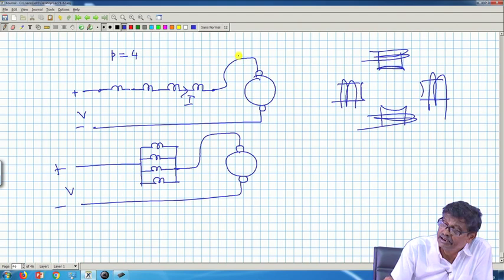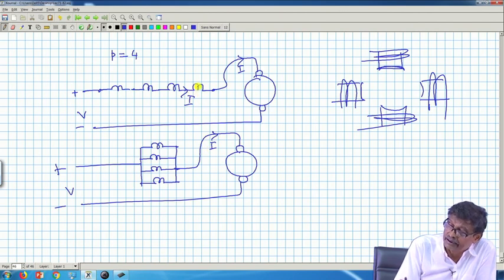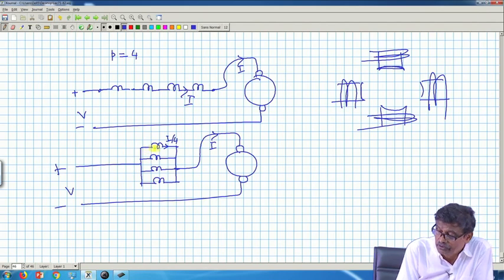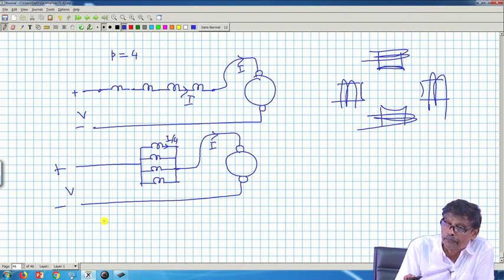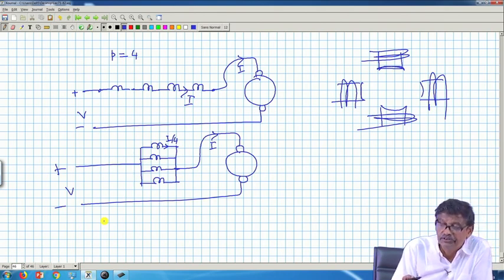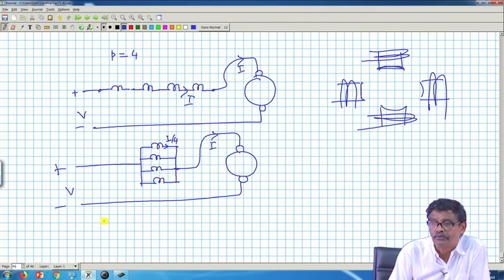And if the machine is loaded to carry its rated current, armature current, in this case current flowing through each coil is I itself, but here, if they are identical coils, it will be I by 4, current will be divided. There is no back EMF here, only resistances. So, flux per pole compared to this is reduced by a factor of 4.